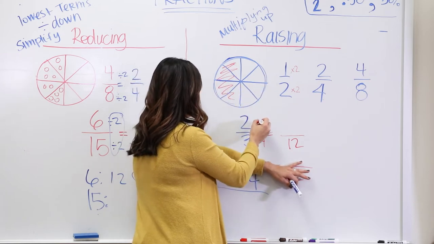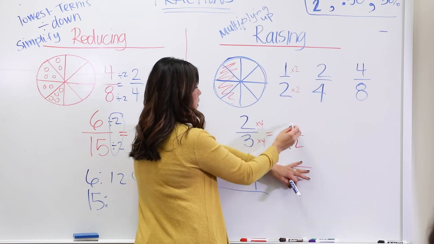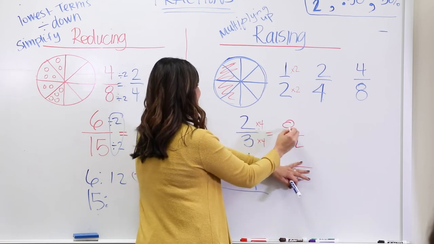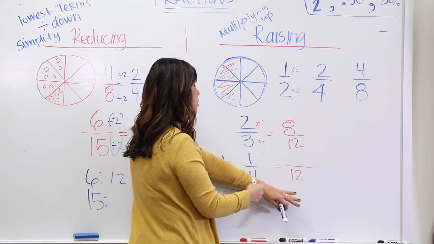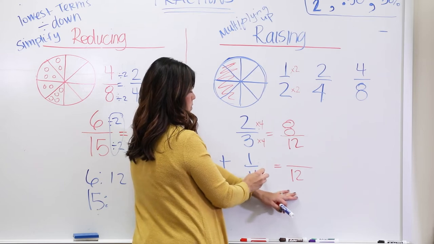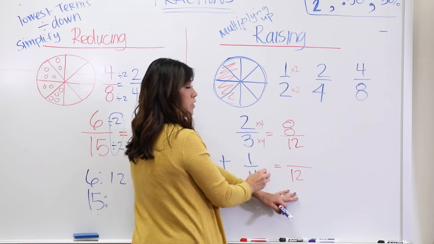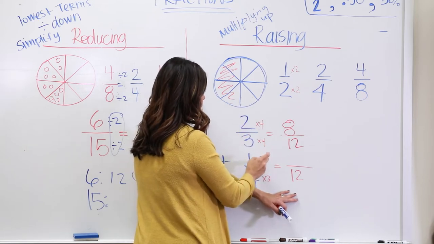All right, whatever you do at the bottom, you do at the top. We've already discussed that. So 2 times 4 is? 8. I know, tricky. So now we have a new fraction. Great, we can use it. And then on this one, 4 times what gives me 12? 3. And then if we do it to the bottom, we got to do it to the top.